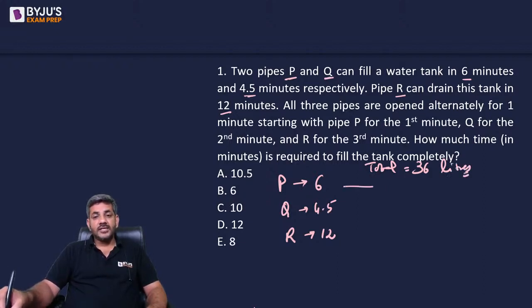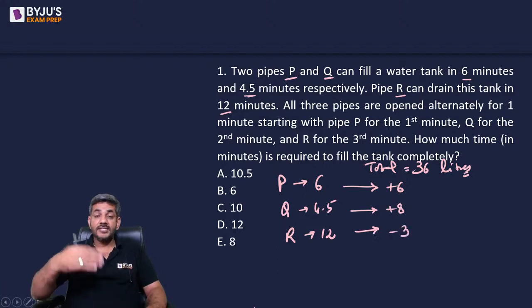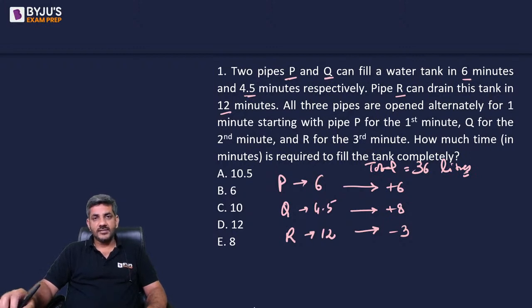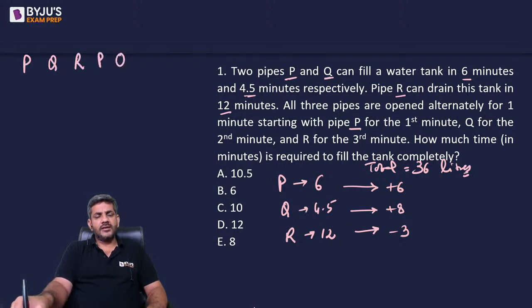If the capacity of the tank is 36 liters, I can say that P can fill 6 liters every minute, Q can fill 8 liters every minute, and R can take out 3 liters every minute. Please keep that in mind, R is taking out 3 liters every minute. Now, all three pipes are opened alternately for 1 minute, starting with P for the first minute. So first P is open, then Q, then R, then again P, then Q, then R. That is how they are open.